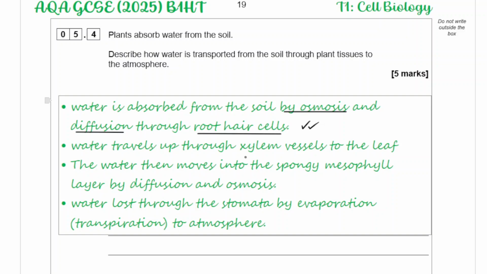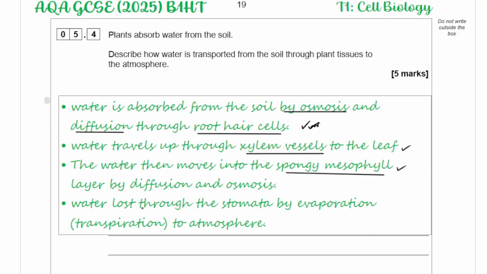Water travels up through the xylem vessel to the leaf. That gives you another mark. The water then moves into the spongy mesophyll layer by diffusion and osmosis. So mentioning the spongy mesophyll, actually you won't get 2 marks. This is just 1 mark. 3 marks.